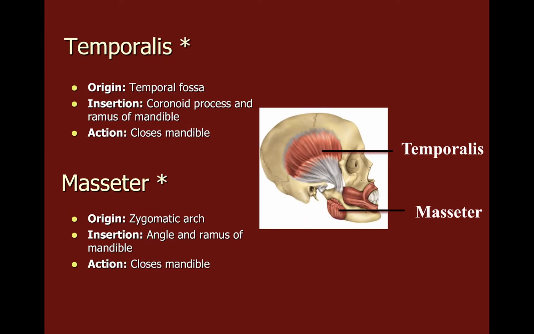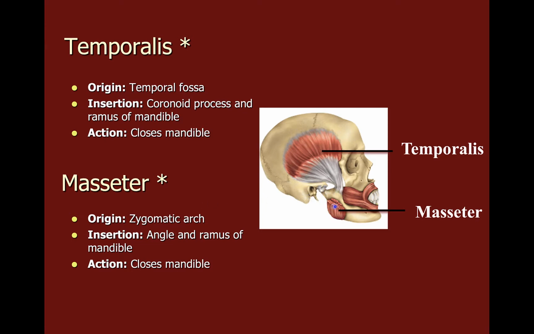Hey everybody, welcome back. Let's look at some muscles of mastication. Remember, this is chewing. So our first muscle here is the temporalis muscle. We see that its origin is the temporal fossa here, and it inserts to that coronoid process and the ramus of our mandible. It's actually going deep to our zygomatic arch, which has been removed in this image so you can see that temporalis muscle. Its action then is to help close our mandible.